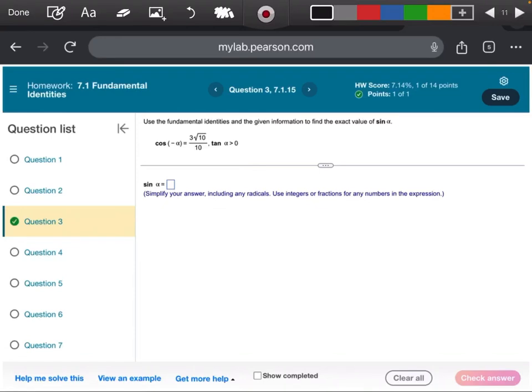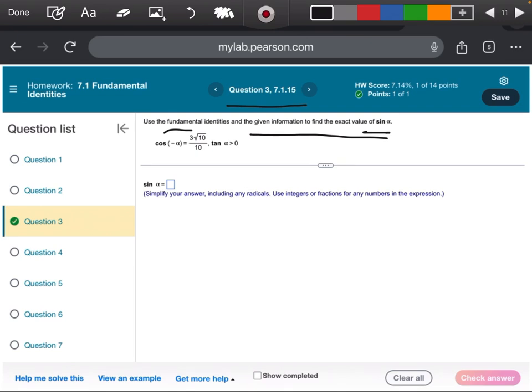All right, y'all. So this is question number 3. This was a question that was asked yesterday. So this is question number 3 out of 7.1. Okay, y'all. So the first thing they're telling us here, they're asking us to use fundamental identities in the given information to find the exact value of the sine of alpha.